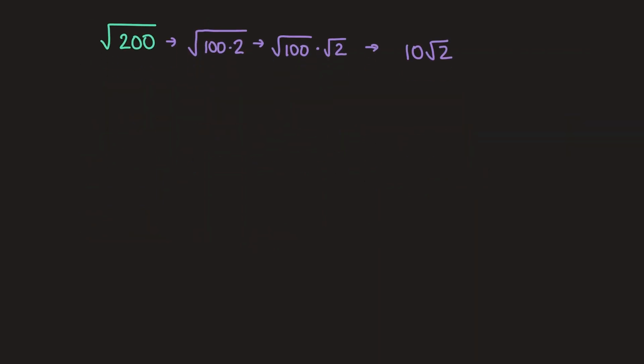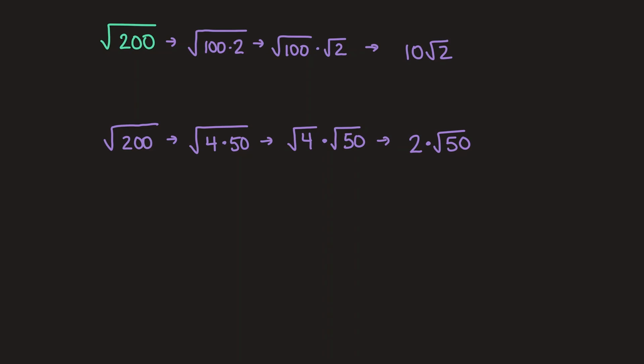So what happens if we don't use the largest perfect square? For example C, the square root of 200 simplified to 10 square root 2. What if instead we used 4 as the perfect square factor and rewrote this as the square root of 4 times 50? This will give us 2 square root 50.